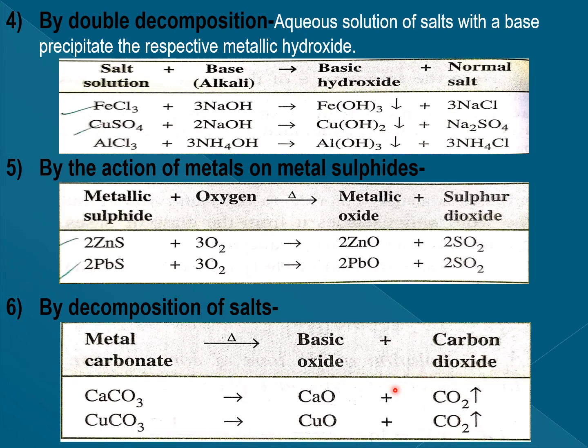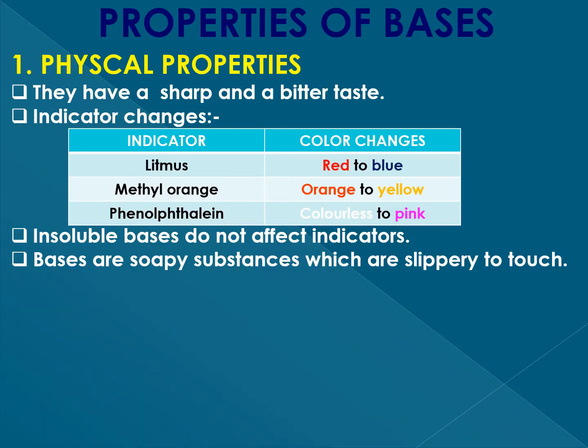Now the next, what are the properties of bases? Let's concentrate on the physical properties first. All bases have a sharp and bitter taste. They turn red litmus blue, methyl orange yellow, and phenolphthalein colorless to pink. Insoluble bases do not affect the indicators. Bases have a soapy substance which is slippery to touch.